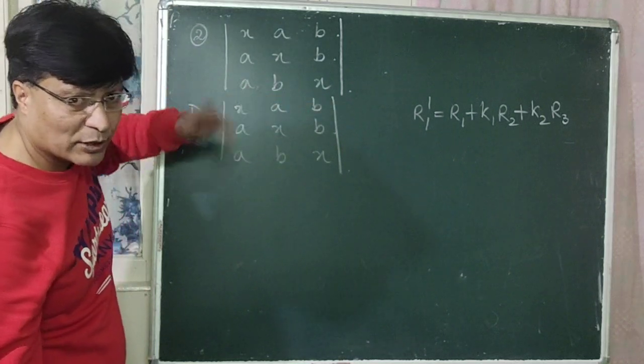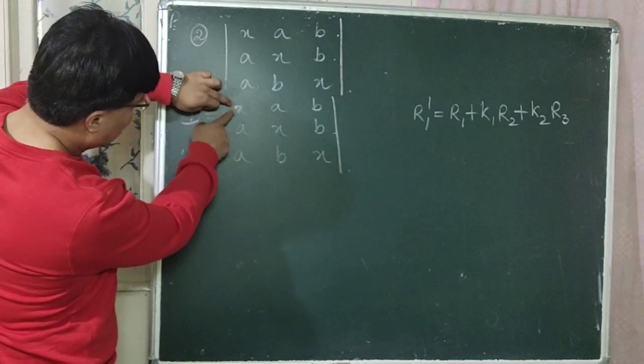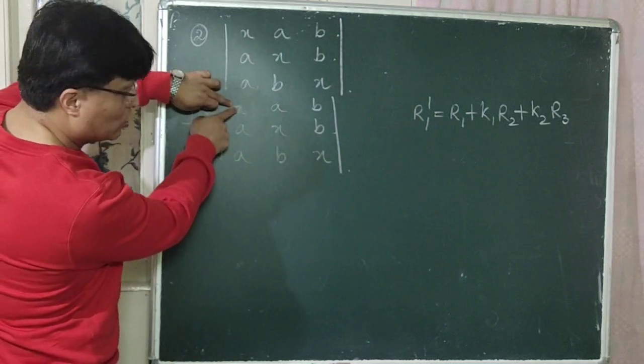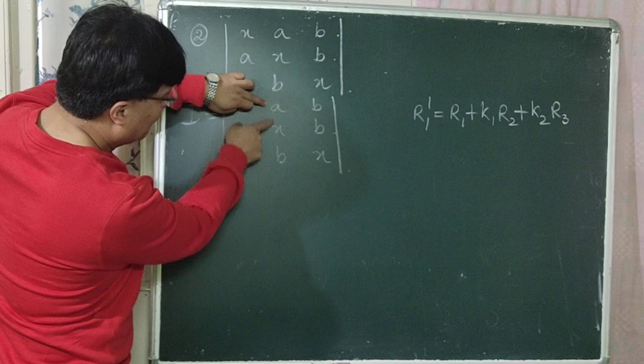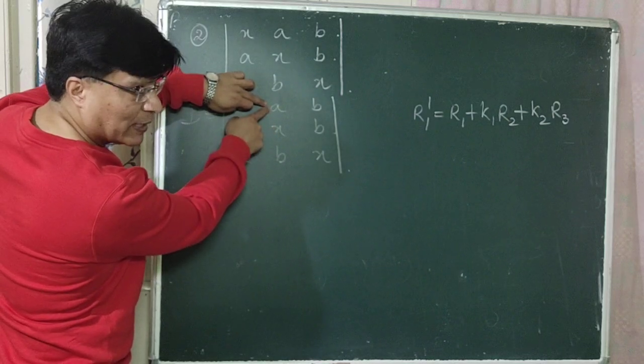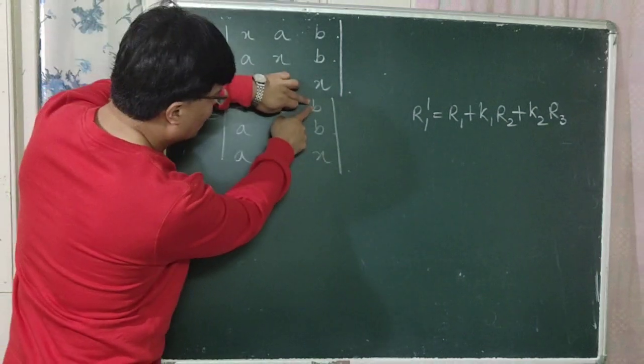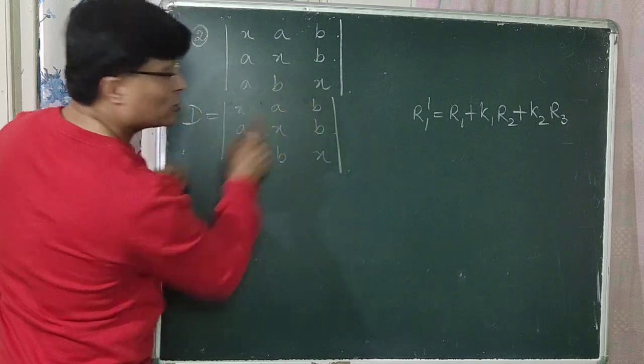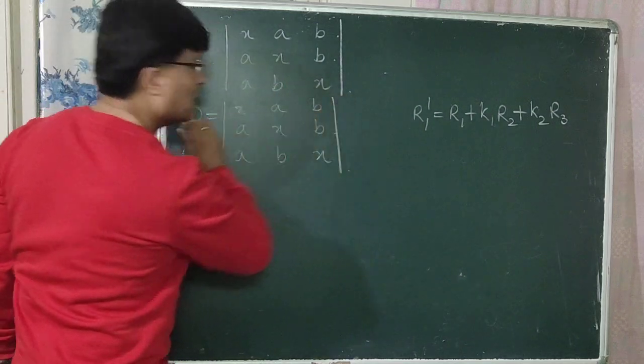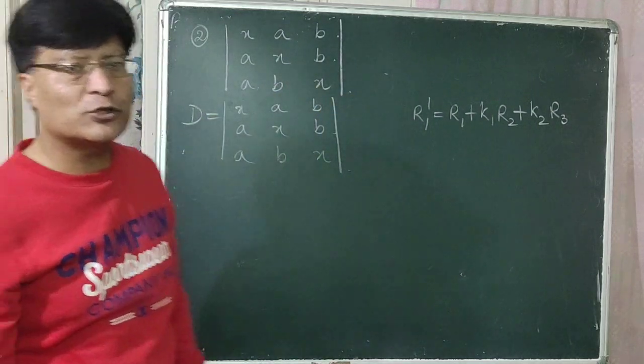X plus A plus B. This also is A plus X plus B. The same expression is there: X plus A plus B. This also is A plus B plus X, that is X plus A plus B. The same expression is coming out here in the first column, so that you can take it common.